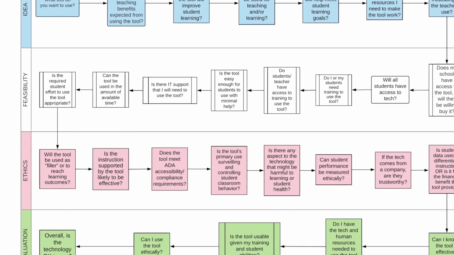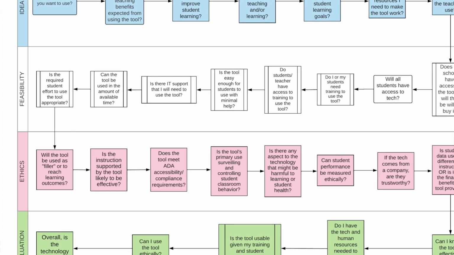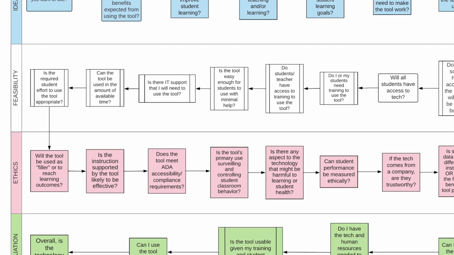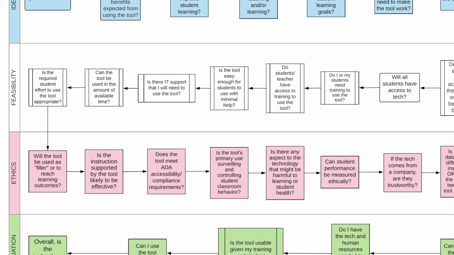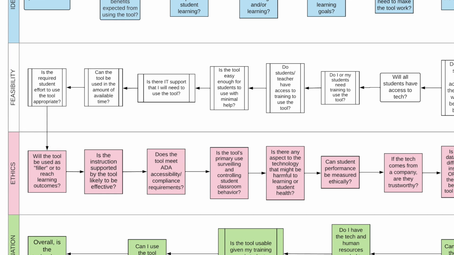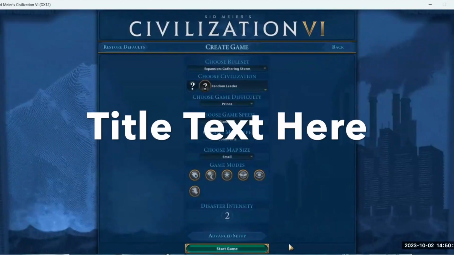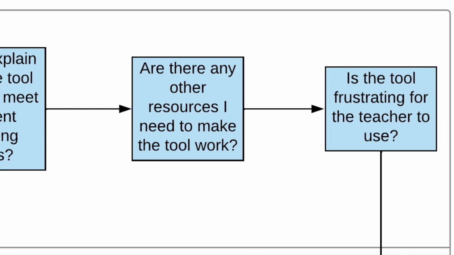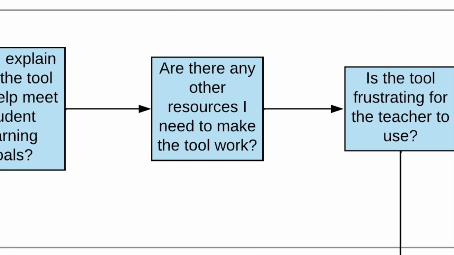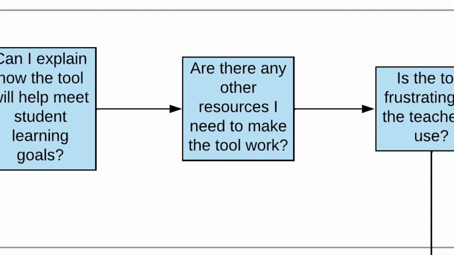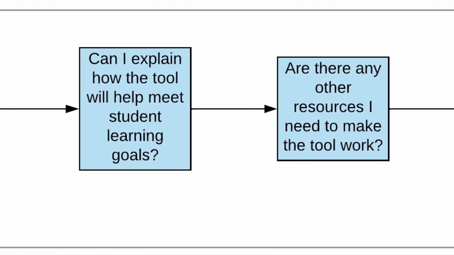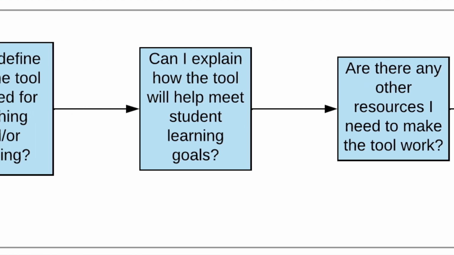So this is the tool that I want to use, that first node. I'm going to go ahead and start and create the game. I'm just going to do a random leader and just get this all set up so that I can start evaluating it. It's always a good idea to be using the product while you're thinking it through rather than just trying to remember, especially when you're using a complex tool.